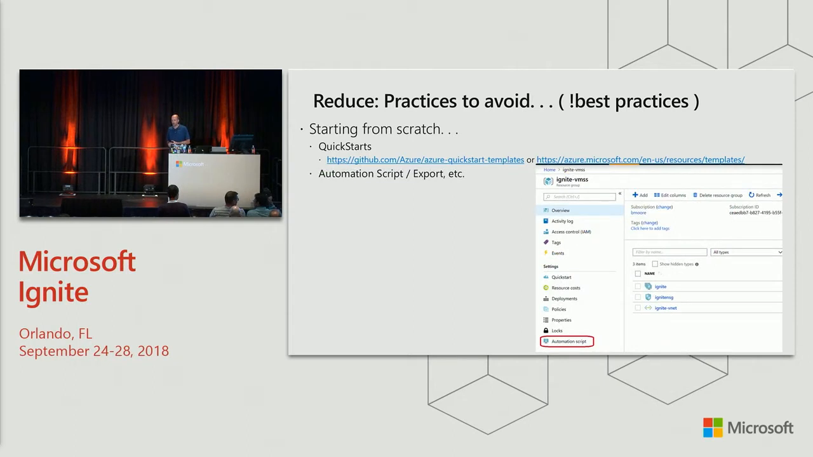Another thing is the automation script in the portal. How many people have seen this feature? Actually, quite a few. Okay, good. So that's another way to do it. You build your resource group. You can go in and you can export it. And I'll give you a couple caveats with that, because I think the expectations are probably not set real well with the name of the option there.